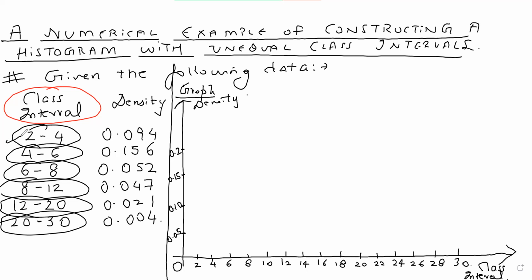So let's plot. 2 to 4 is 0.094. 0.094 will be somewhere here, if I make a rectangle. 4 to 6 is 0.156, somewhere here. 4 to 6. 6 to 8 is 0.052.